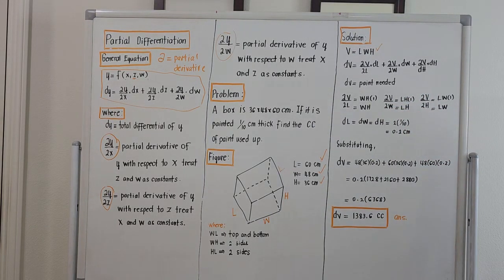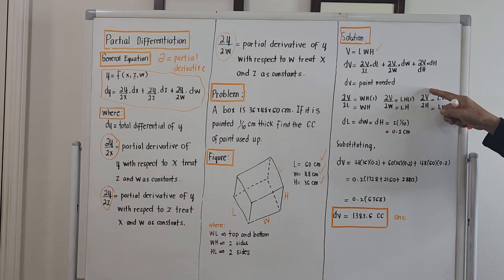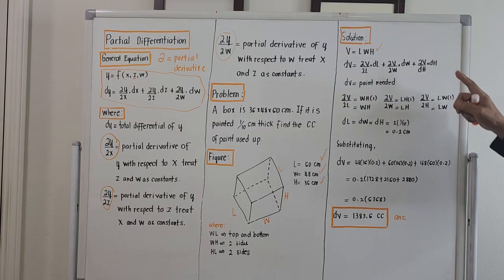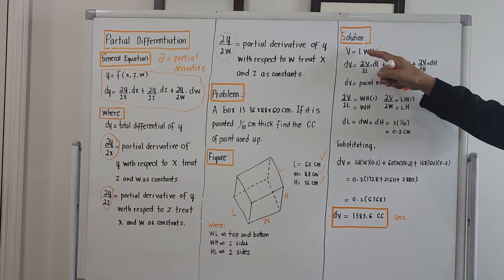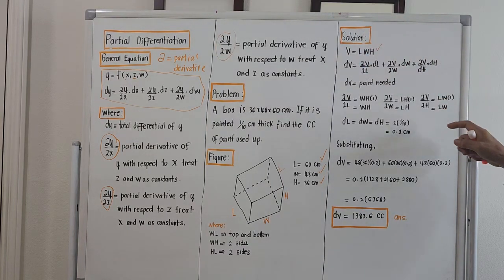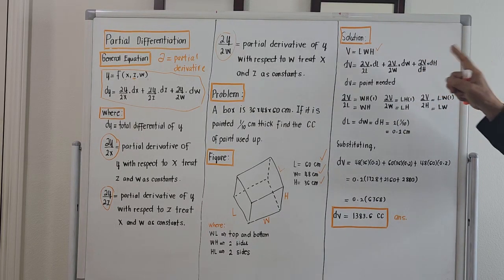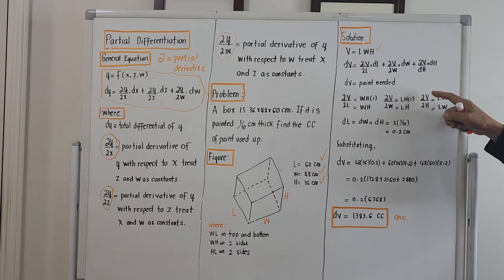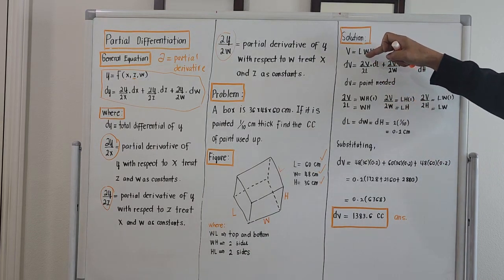The third variable is H, right? So the partial derivative of volume with respect to the third variable H, we are to differentiate with respect to H. So L and W for the meantime will be constant. So LW times the derivative of H with respect to H, which is 1. So the partial derivative of volume with respect to H will be the product LW. Okay? So we now know these three values here.